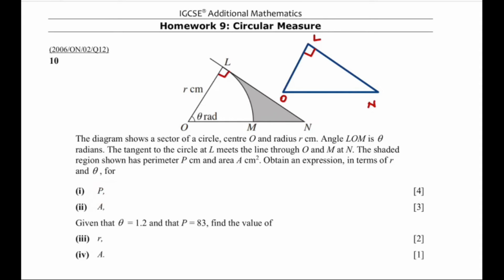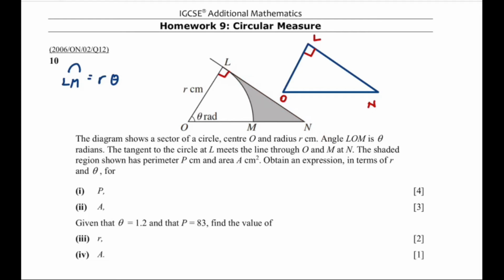Okay, so in order to find the perimeter here in terms of r and theta, there are three different lines surrounding this shaded region. The first line is arc LM. For arc LM, we just use the r theta formula. Nothing much, the radius and the angle. So this is known as r theta.